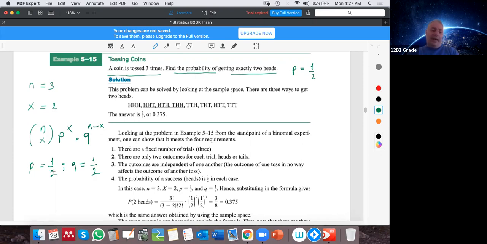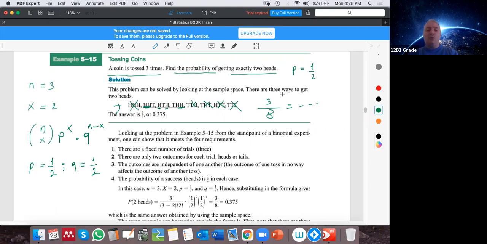Okay, and then the question is, you want to get exactly 2 heads, which means this case, or this case, or this case. You don't want the others. So directly by listing these alternatives, the answer is 3 out of how many? 1, 2, 3, 4, 5, 6, 7, 8. That's the answer.